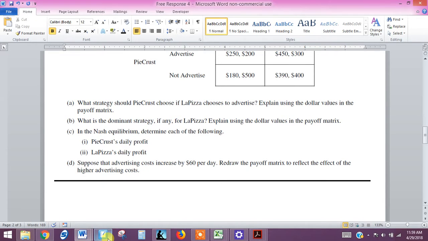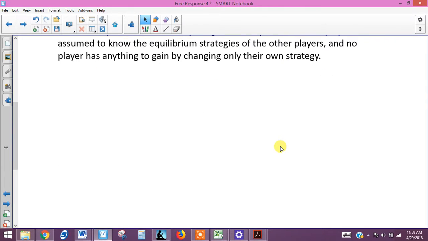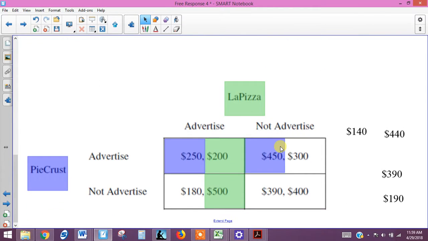Okay, well, we know that we're not going to change any of the profits that they get from not advertising, because that's not going to change at all, because the only thing that's happened here is the price of advertising has gone up by 60. So this amount right here, where pie crust does not advertise, here and here doesn't change at all. Where they both advertise, that's going to change.